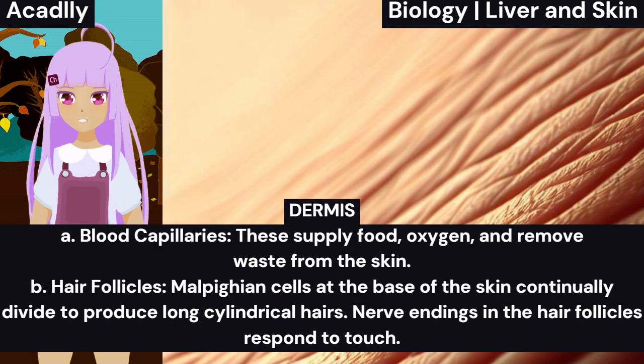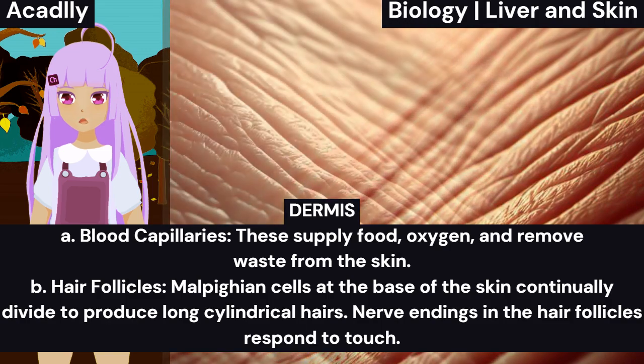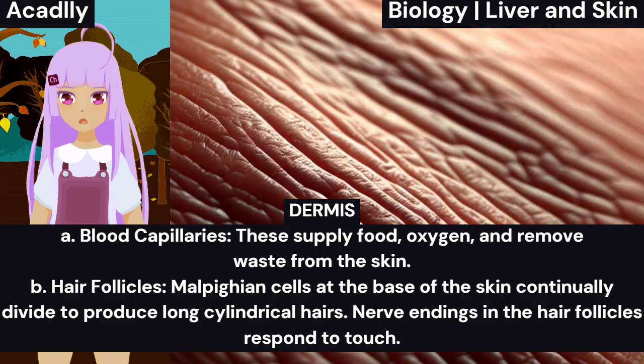Dermis. The dermis mainly consists of connective tissues, including A. Blood capillaries. These supply food, oxygen, and remove waste from the skin. B. Hair follicles. Malpighian cells at the base of the skin continually divide to produce long cylindrical hairs. Nerve endings in the hair follicles respond to touch.